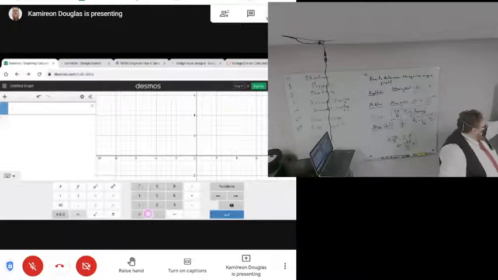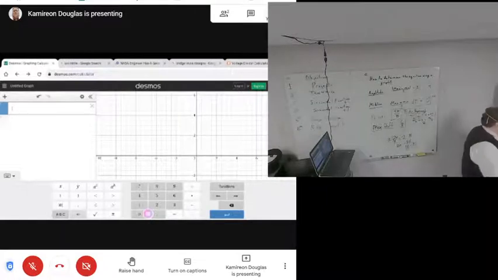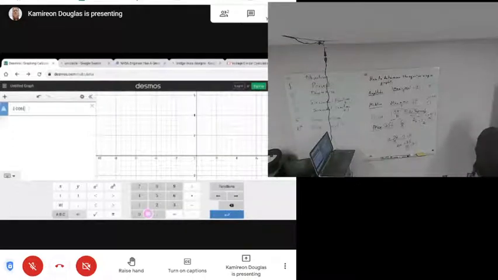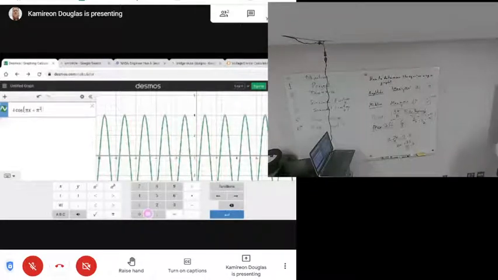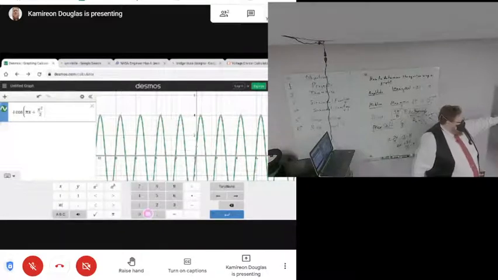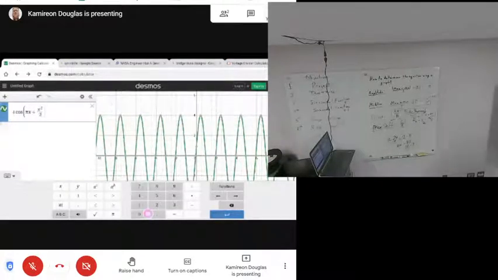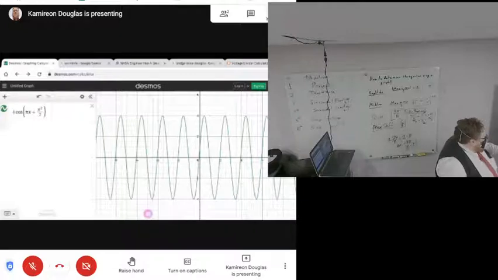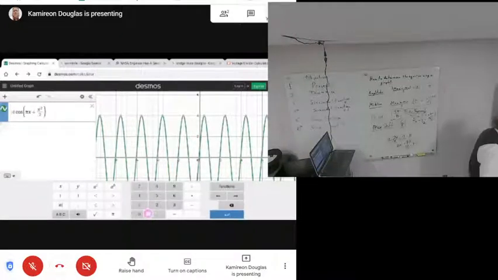Okay, ready? So, the equation I got was 4 cosine of pi x plus pi squared over 2. That's the version I got, right? Well, let's look at some things here. It looks like mine is upside down. That's the first thing I noticed. It looks like mine is upside down, which would lead you to believe that I must have missed a negative somehow.